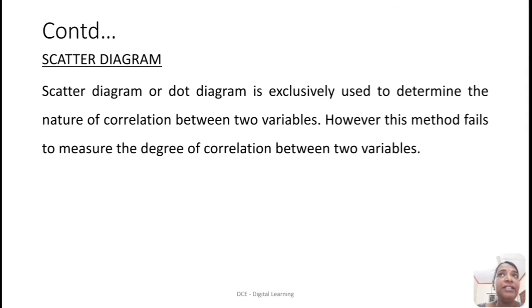Scatter diagram. A scatter diagram is a dot diagram where the variables x and y are denoted in the form of a graph. So you have variable x, variable y, and the values are put as dots in the diagram. This is exclusively used to determine the nature of correlation between two variables. You can determine the nature of correlation, like positive or negative, but this method fails to measure the degree of correlation. You can't measure the degree of correlation between two variables.